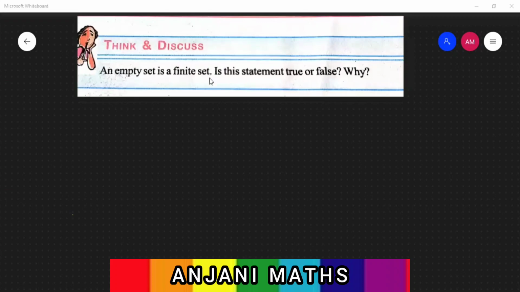An empty set is a finite set. Is the statement true or false? True, ma'am. Whether an empty set is a finite set? False, ma'am. I got one false answer, many true answers. What is it? An empty set is a finite set or an infinite set? Finite set, madam.